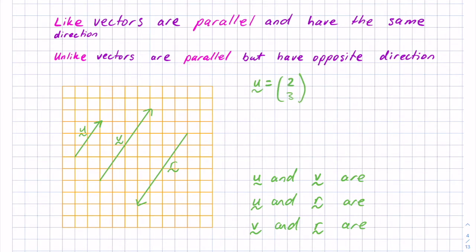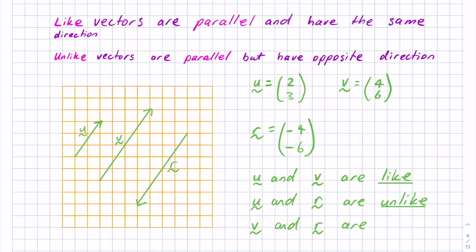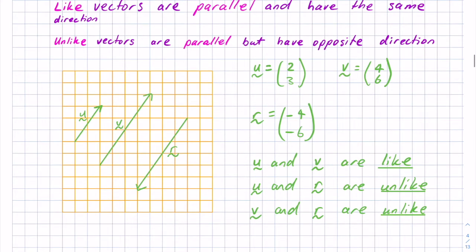So let's look at the vector u, that's 2 across 3 up. The vector v is 4 across and 6 up. The vector r is 4 across in the negative direction and 6 down, so -4, -6 is how we write that one. If we look at u and v, they are like. If we look at u and r, they are unlike. If we look at v and r, they are also unlike. So like if they've got the same direction in parallel, unlike if they have opposite directions in parallel.